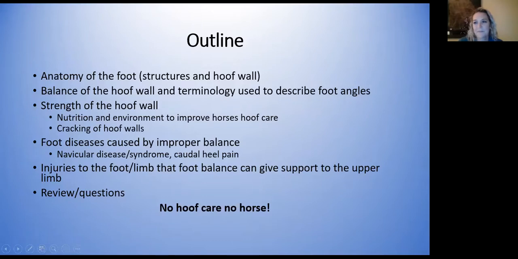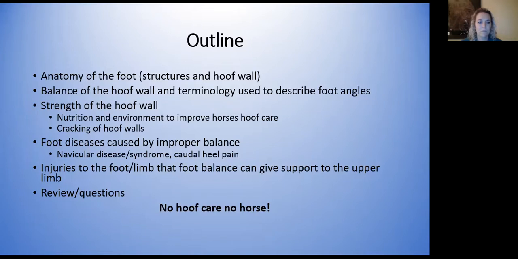So today we're going to talk about the foot. The anatomy of the foot is very important when you talk about a horse's quality of care. We'll talk about the structures, the hoof wall and what it's made out of, and then the balance of the hoof wall and the terminology used to describe foot angles using x-rays. I think that's a lot of our tailoring as veterinarians to help farriers as well as clients determine the well-balanced hoof. And then we'll go into the strength of the hoof wall.